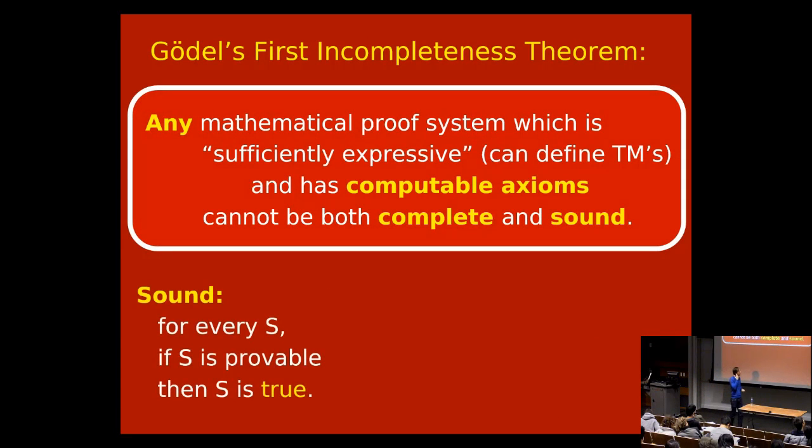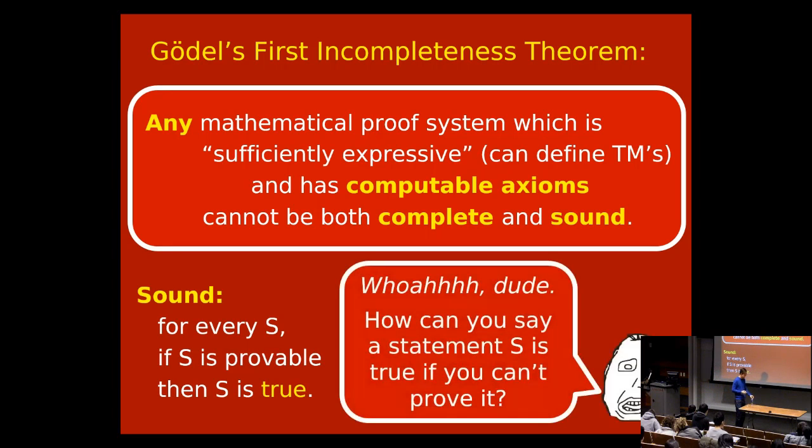Okay. Now, there's another common reaction that you may have to Gödel's first incompleteness theorem, which is about this definition of sound: for every statement S, if S is provable, then S is true. Many people, including me, every time I'm giving this lecture and remembering these slides, I'm like, wait a minute, what does it mean to be true if you cannot prove it? How can you say a sentence is true if you cannot prove it? What does that even mean?